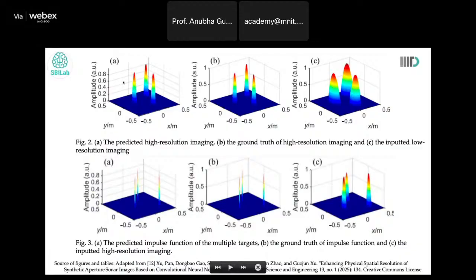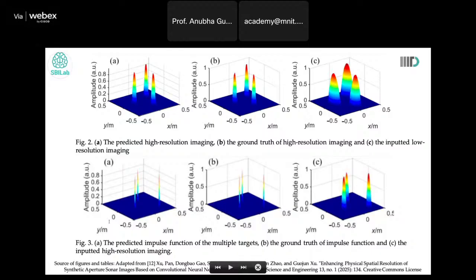A is the predicted high resolution imaging, whereas B is the ground truth high resolution imaging. See how good the prediction is. And C is the input low resolution. So basically to the model you gave this, and after the model has been trained, you predict these as the high resolution images. Three targets are located, and you see this was the ground truth. So indeed we are reaching there.